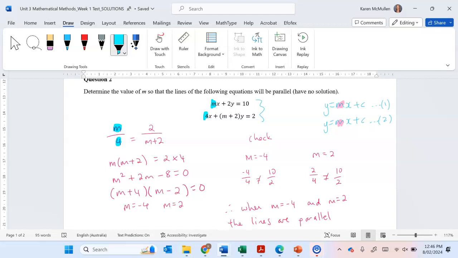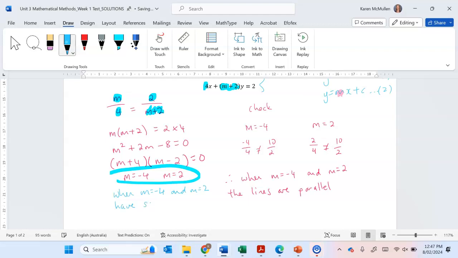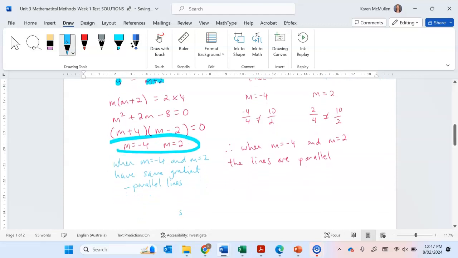But we've got to check later on whether they're parallel or the same line. All right, is equal to now the coefficients of y. So you can see, just highlighting here so you can see where everything is. So I do that, and then I've got to find out what m is equal to. So m is equal to -4 and m is equal to 2. Now, that information just tells me that these have the same gradient. So when m equals -4 and m equals 2, they have the same gradient. And they could be parallel lines, all right, because parallel lines have the same gradient, or they could be the same line.